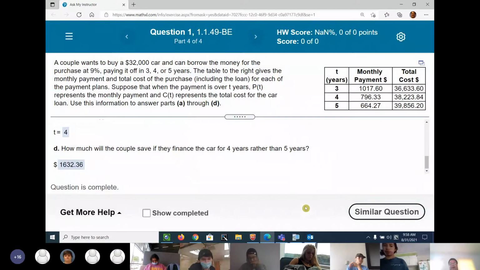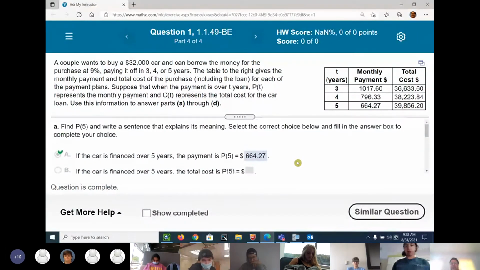Okay, on a scale from 1 to 10, content-wise, this is a good question. The way it's worded sucks. And thank you, whoever told me that, the P right here, I didn't even catch that when I was reading the question. P of T is payment, C of T is cost. And it says that right there.